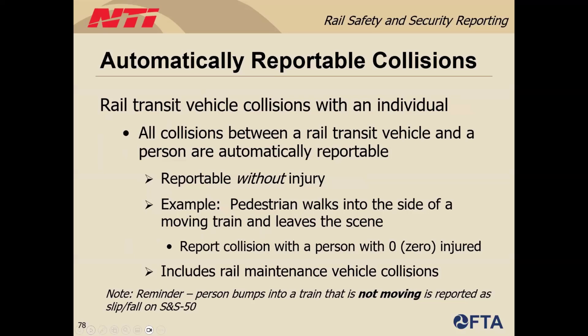A collision between a rail transit vehicle and a person is also automatically reportable regardless of any injury or fatality. For example, if a pedestrian walks into the side of a moving train and is not injured, you report the collision with a person, but you do not include an injury form. Rail transit vehicle in this context also includes rail maintenance vehicles. As a reminder, as we mentioned earlier, if a person bumps into a train that is not moving, it is not reported as a slip, trip, and fall on the SNS 50 form.